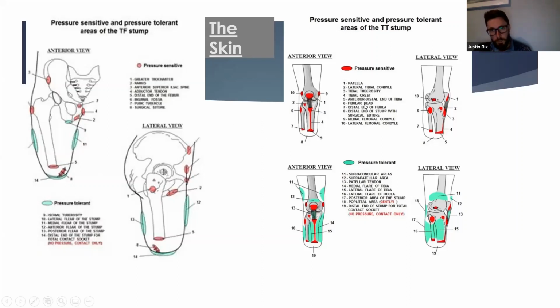So if we're looking at a transtibial amputee, in the anterior view, we can take pressure in the mid-patellar tendon, along the medial aspect of the tibia, in between the tibia and the fibula, as well as the lateral aspect of the fibula. Socket designs have evolved and continue to evolve to improve pressure tolerance, and by doing that, socket comfort.